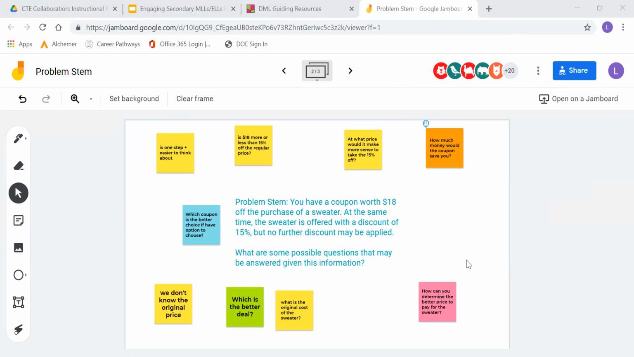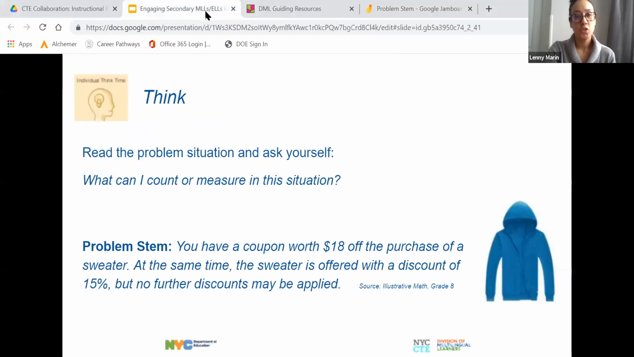Got it. All right, so I'm going to bring you guys back to the routine itself. And so the first part, again, what I want you to do is to think about, even though we didn't do this in the Padlet, now I really want you to jot it down. What can you count or measure in this problem?